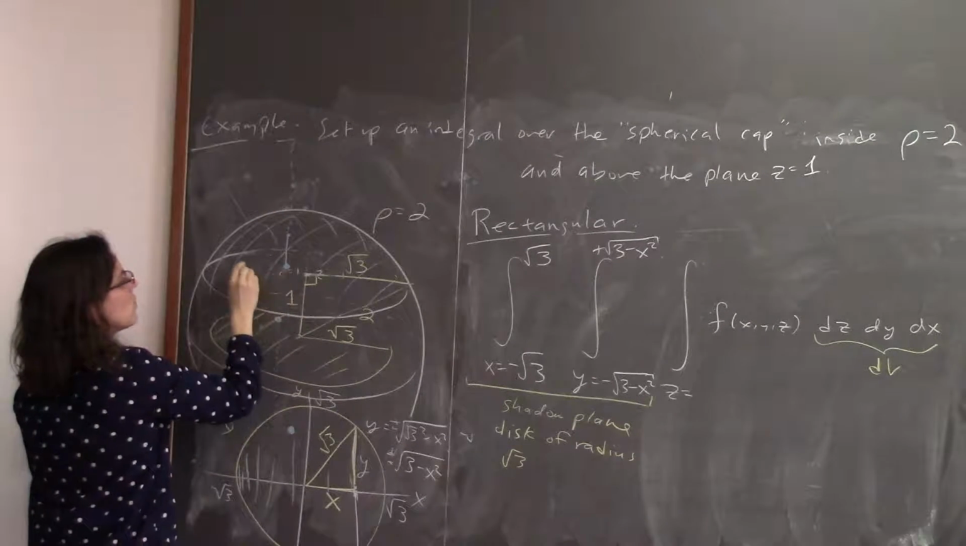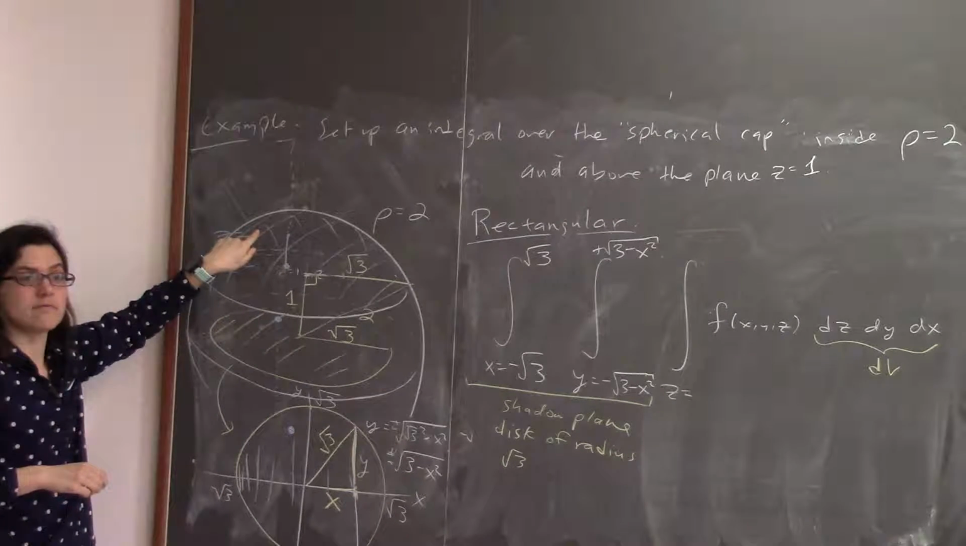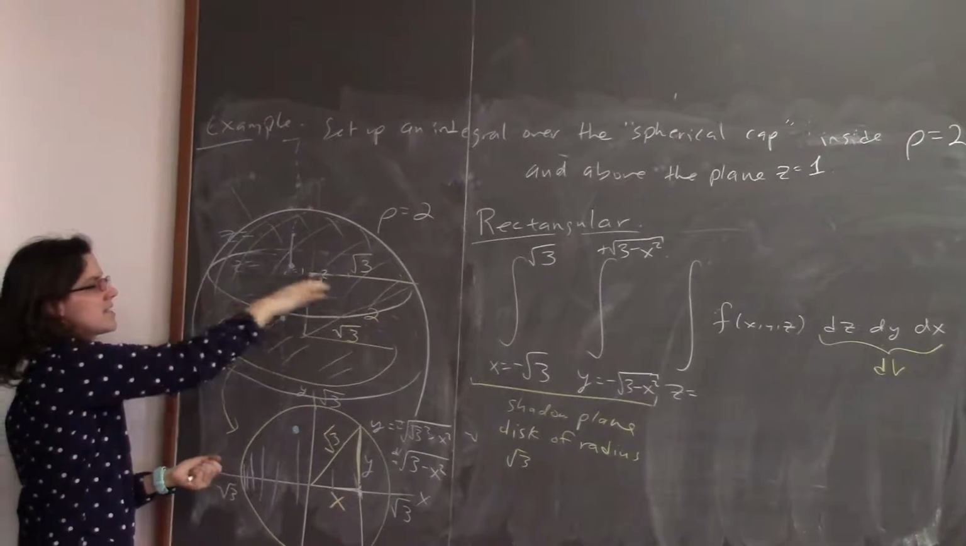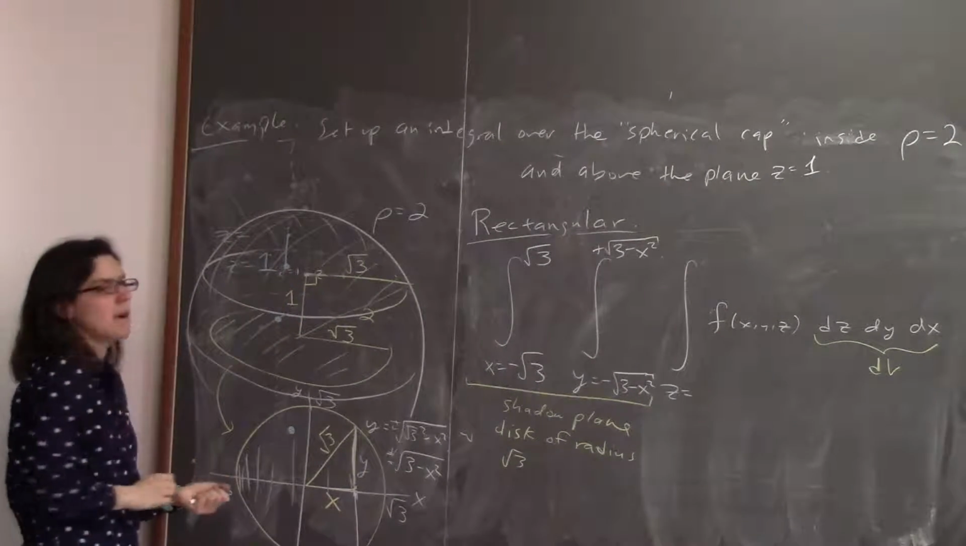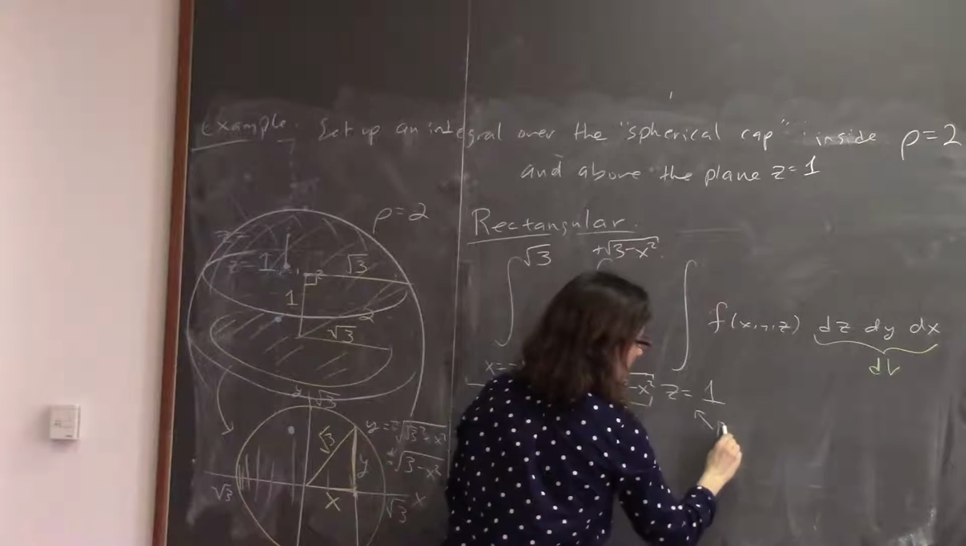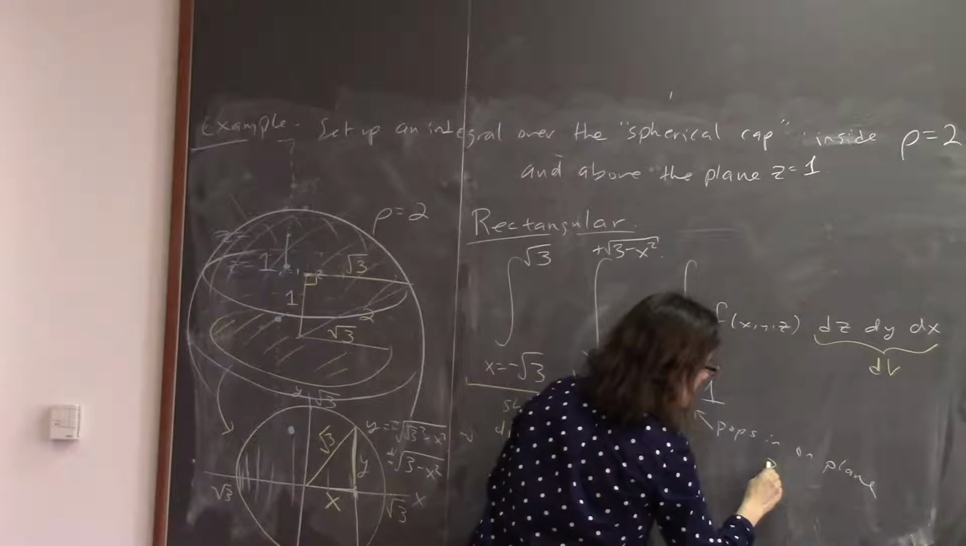And we want to know what's the z value when it comes in, and what's the z value when it comes out? Okay, I'll do the first one. It pops in on the plane z equals 1. So the z value where it pops in is 1. So z equals 1 because it pops in on the plane z equals 1.